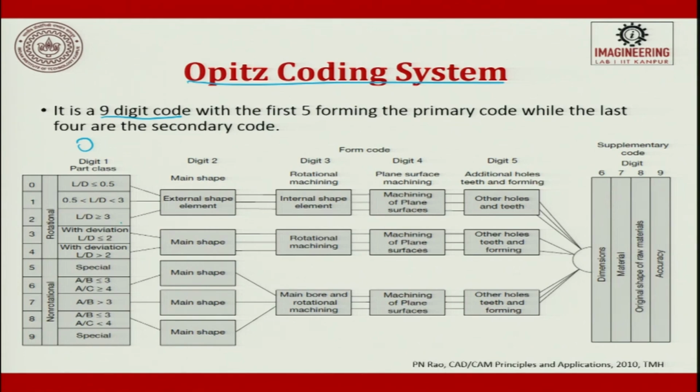The third digit covers rotational internal elements, L by D deviation in a rotating machine, and main bore in rotational machines. So, this is the main shape, this is the rotational shape, then it talks about the planar shape, and the last one talks about additional features like gears or holes in the system. All these first 5 form the primary code, and the last 4 are the secondary code, which talks about dimensions, material, then original shape, and then the last one is accuracy.